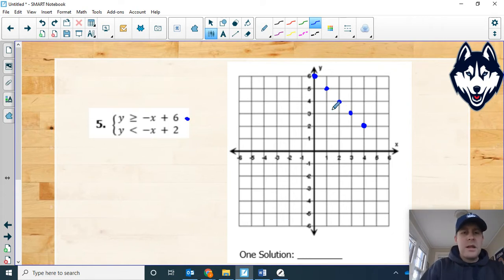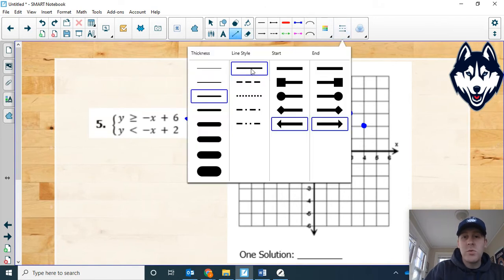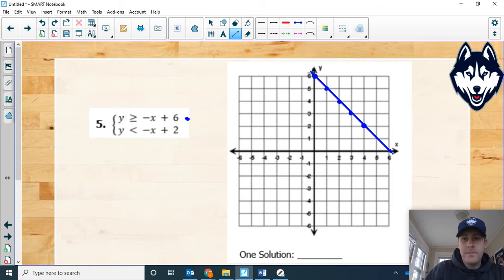All right. Now we have to decide what type of line to use. Since it's greater than or equal to, we're going to use a solid line. So come over here to my handy line drawing tool. Make sure it's solid. I'm going to make it blue. Okay, and let's draw a line.